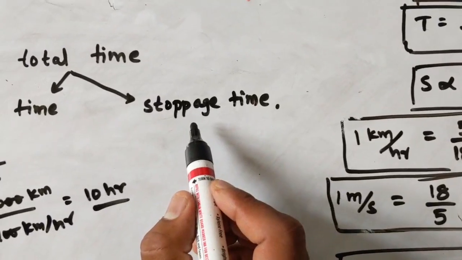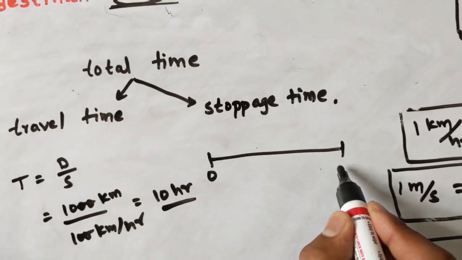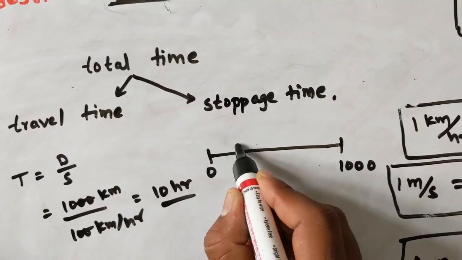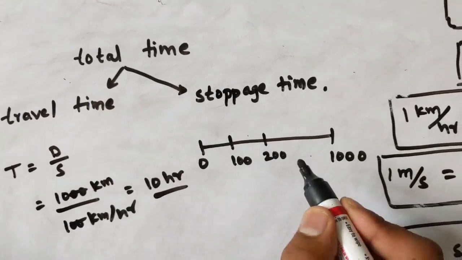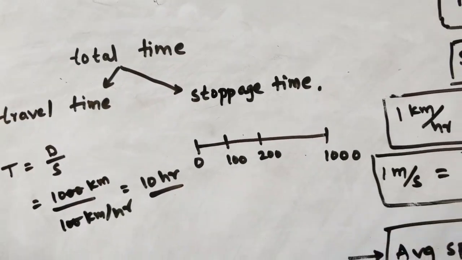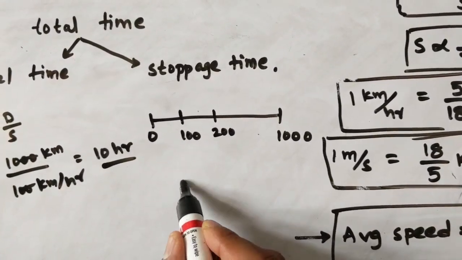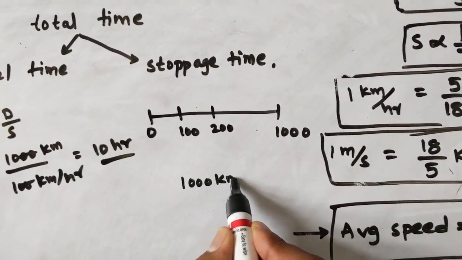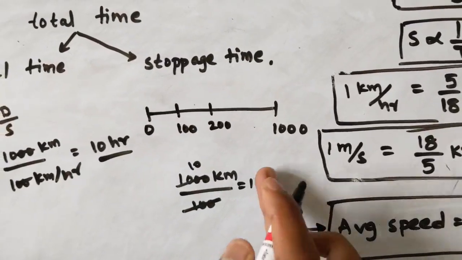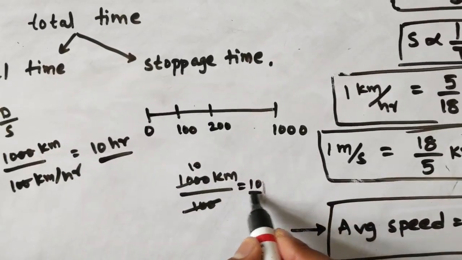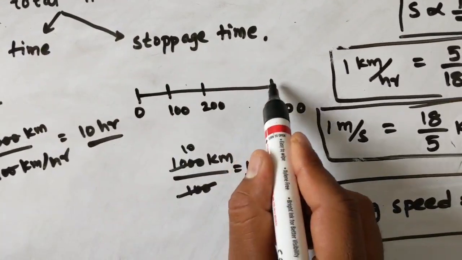Stoppage time is how much? We have to calculate stoppage time. Here we have to travel from 0 to 1000 kilometers, right? After 100 kilometers there will be 4 minutes stoppage. After 200 kilometers there will be 4 minutes stoppage. Now we have to calculate how many stoppages there are. Every 100 kilometers there is a stoppage, and there will be 1000 kilometers of travel. So 1000 kilometers by 100 is 10 stoppages. But the 10th stoppage we don't have to consider. Why? Because after the 9th stoppage we are reaching the 10th.